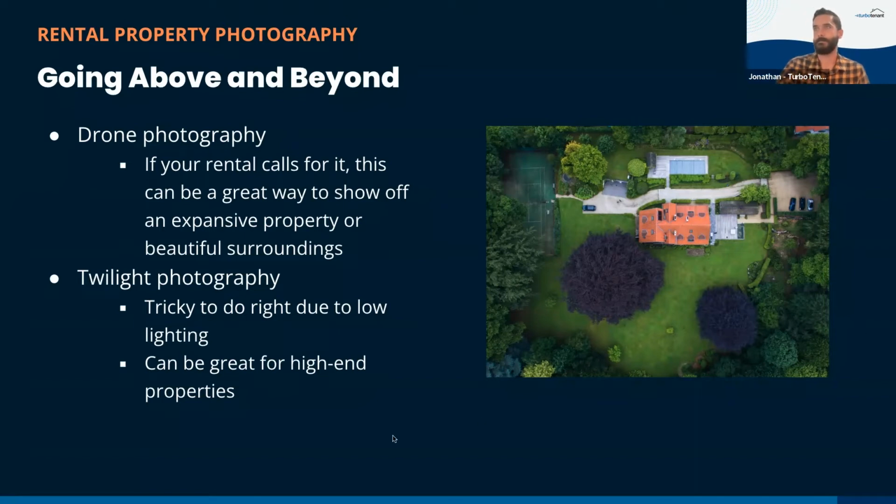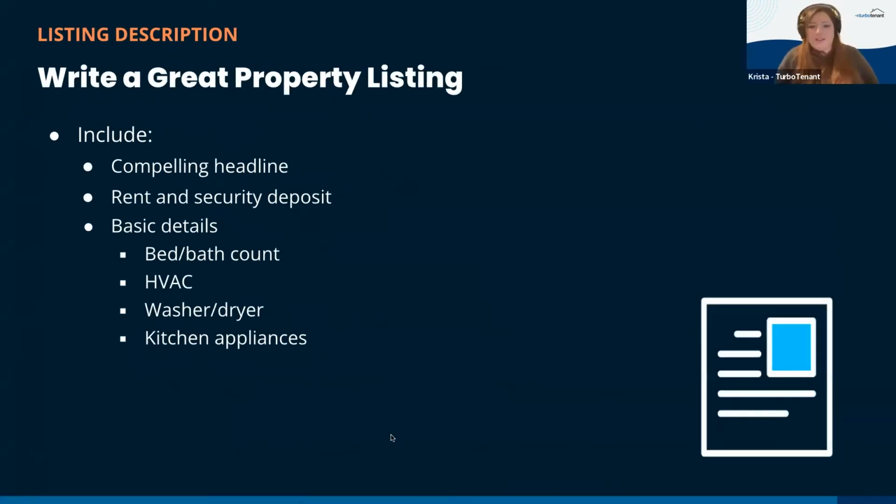Well, thank you very much, Jonathan. So we've got your pictures hopefully looking perfect with all of those tips. Let's talk about writing. When you are writing a property description, what you need first and foremost is a compelling headline. What is going to make people click on your listing versus somebody else's?